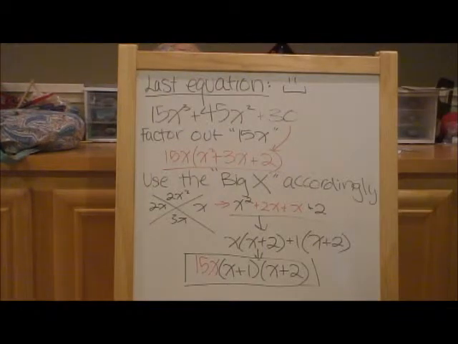So the last equation is 15x cubed plus 45x squared plus 30x, and then you factor out the 15x. So that becomes 15x times x squared plus 3x plus 2. Now you can use the big X accordingly. Using the big X, you would get x squared plus 2x plus x plus 2. Using grouping, you can factor that out to x times x plus 2 plus 1 times x plus 2. That finally factors out to x plus 1 times x plus 2. But you have to remember to multiply in 15x, because that is what you factored out from the original equation.